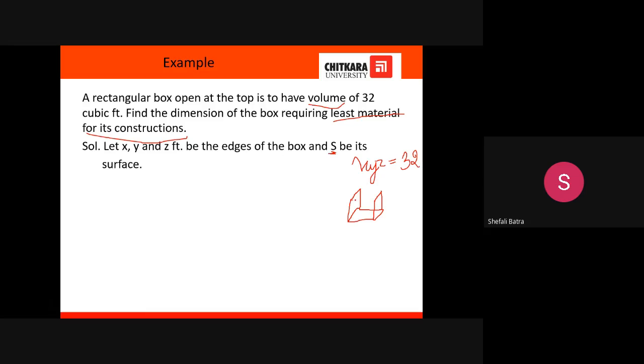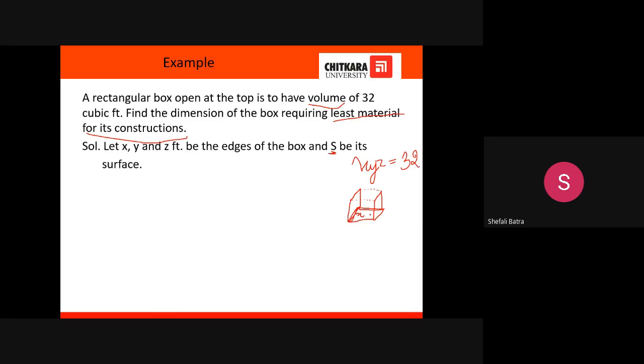Can you see this box? Why am I making a dot? Just to tell you this is open at the top, right? So how many faces does this box have? How many faces? 5. 5, right? Open at top. So let us have this as your x-axis and this as your y-axis.